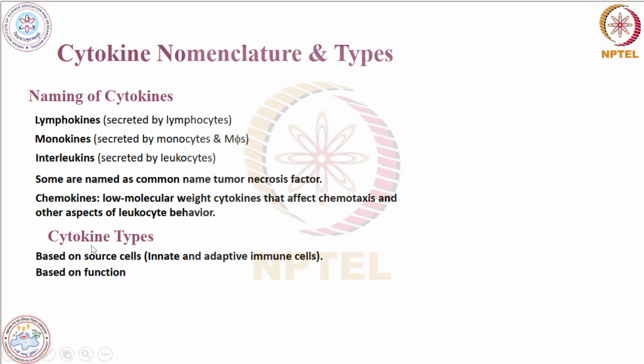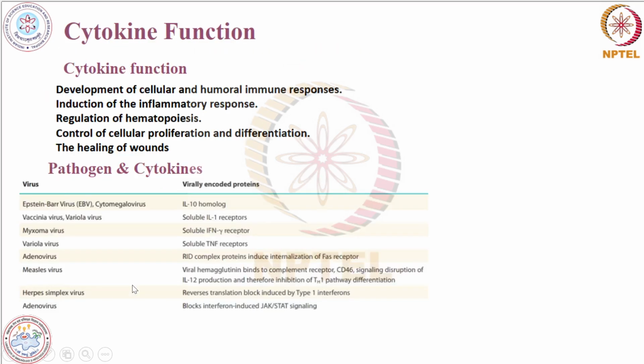So this is chemokine, and there are some cytokine types based on the source cells, that is the innate and adaptive immune cells, and based on their function. Cytokines can be divided on the way of their development of cellular or humoral immune response. Cytokines can help in activating the immune cells, and they also guide the T cell and B cell to recognize and respond to pathogens like bacteria and viruses. And their function is the induction of the inflammatory response. Inflammation is the body's first defense against injury. If our body is injured, then the first response will be inflammation.